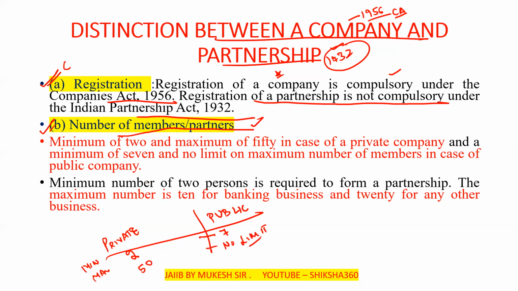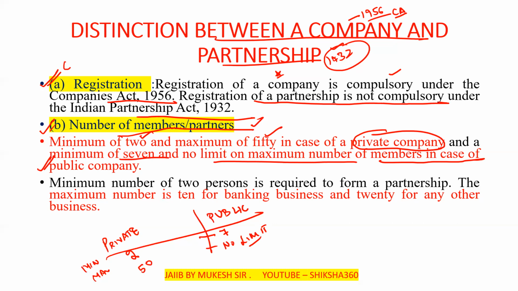So please remember these things. Basically a minimum of 2 and a maximum of 50 members in the case of a private company, and a minimum of 7 and no limit on the maximum number of members in the case of a public company. Clear? So please remember all these things.